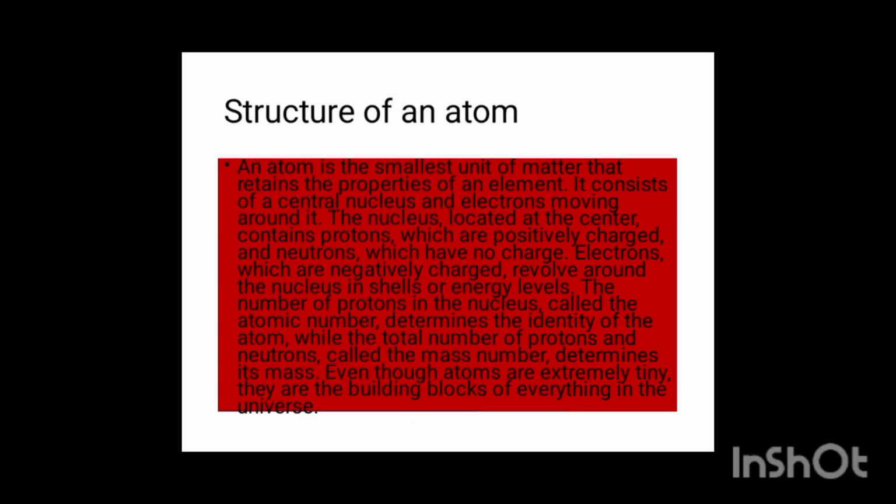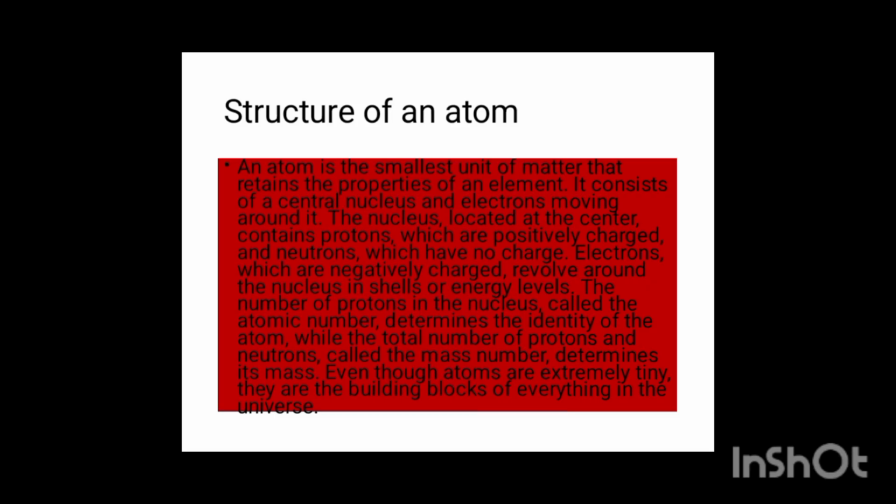Structure of an atom. An atom is the smallest unit of matter that retains the properties of an element. It consists of a central nucleus and electrons moving around it. The nucleus, located at the center, contains protons, which are positively charged, and neutrons, which have no charge. Electrons, which are negatively charged, revolve around the nucleus in shells or energy levels.